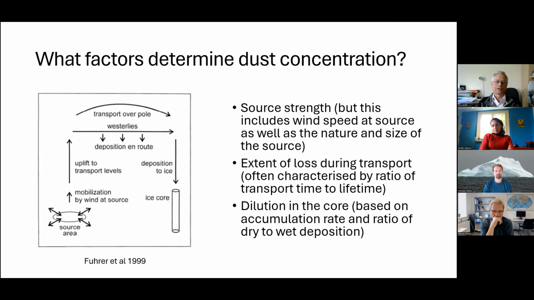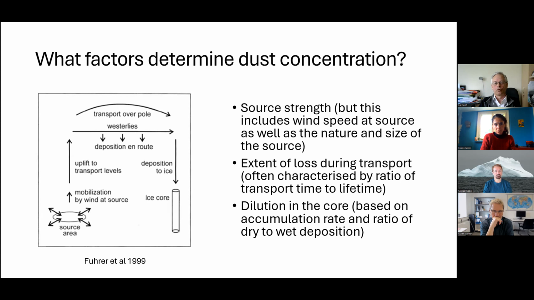The pickup of dust from sources is very strongly dependent on wind speed above a certain threshold, to a power of 3 or 4. So a small change in wind speed can make a big difference. Then you've got to uplift the dust to the transport levels, and then as it's transported, it says transported over pole because that was talking about Greenland with transport from Asia, but it's transported to higher latitudes.